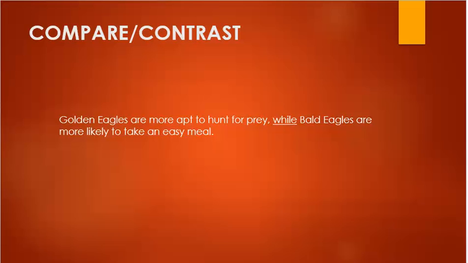If we read this sentence, we want to pay attention to whether or not there's a comparison or a contrast made. Golden eagles are more apt to hunt for prey, while bald eagles are more likely to take an easy meal. Notice that the signal word or transition word while is used. Now, does that show that it's a comparison, or is that a contrasting statement? Think about it. Write it in your notes.